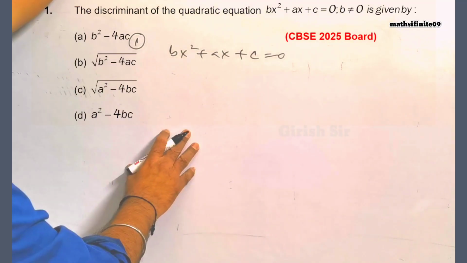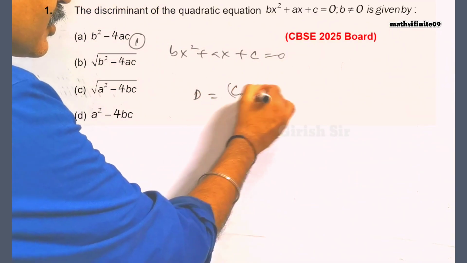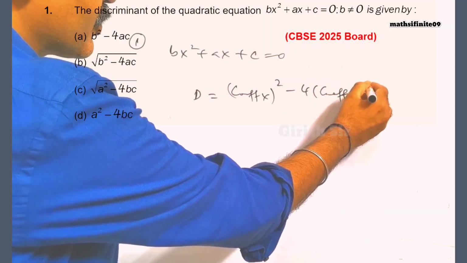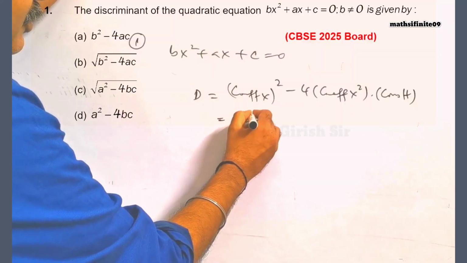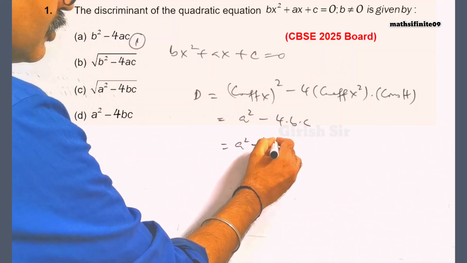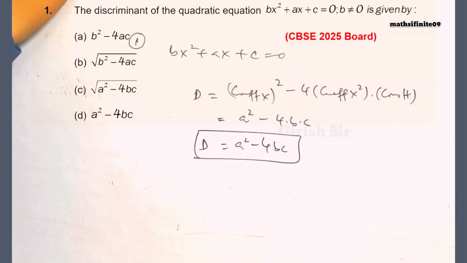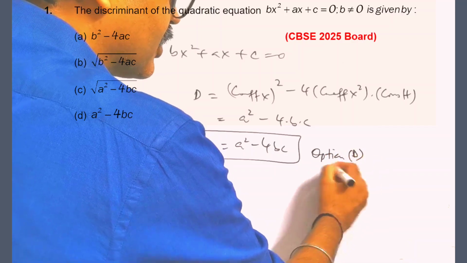In this question we have to find the discriminant, that would be equal to the coefficient of x square minus, the coefficient of x square here into the constant term. So this is the required value of discriminant of the given equation. So option D is correct.